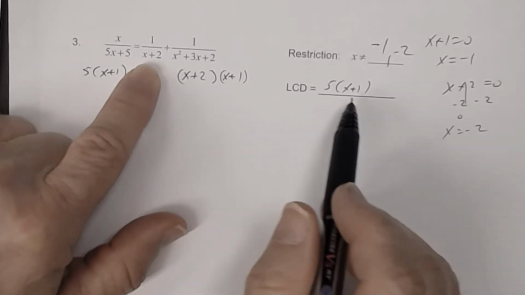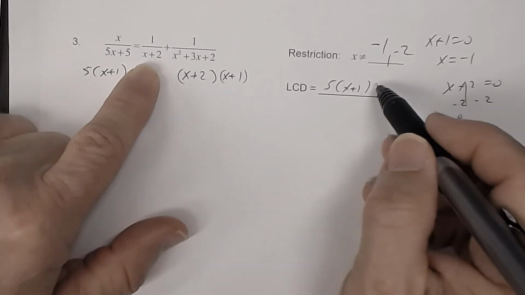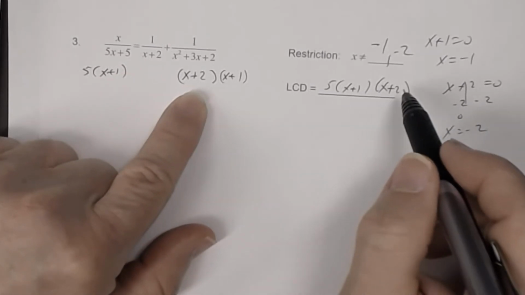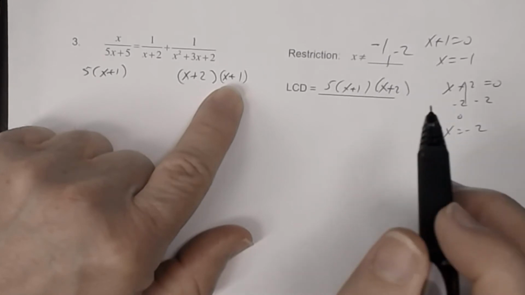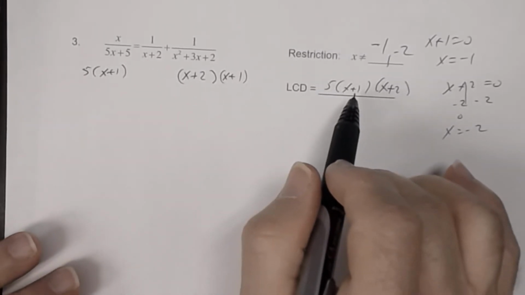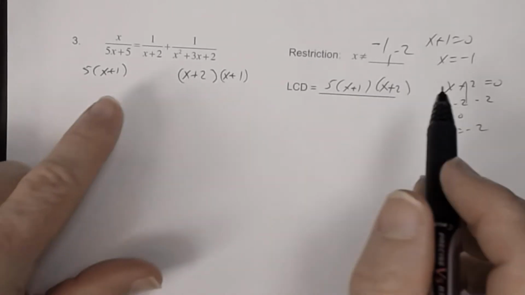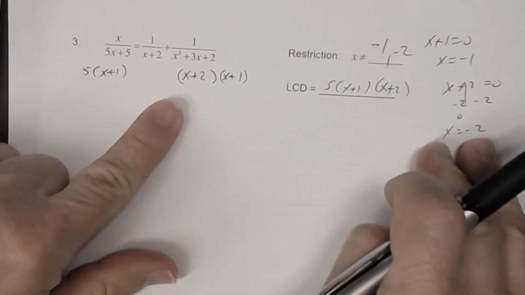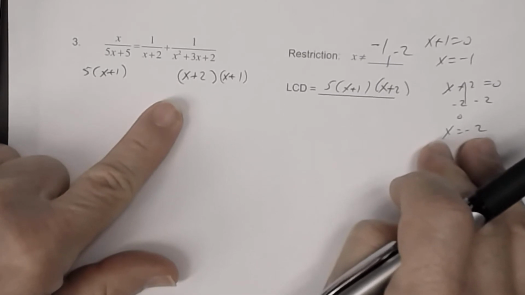I see an x plus 2. Do I have it listed? Nope, so I must list it. I'll go to the next one. I see an x plus 2. Do I have it listed? Yes. I see an x plus 1. Do I have it listed? Yes. So that's your LCD. So your LCD is 5 times x plus 1 times x plus 2. Don't list it again. If you list it again, you're making this so much more complicated and you're not going to know what to do.